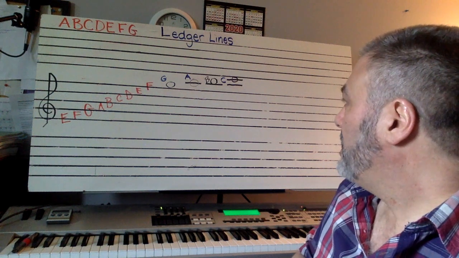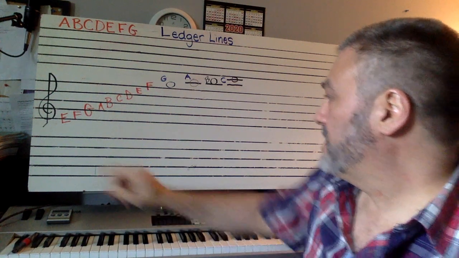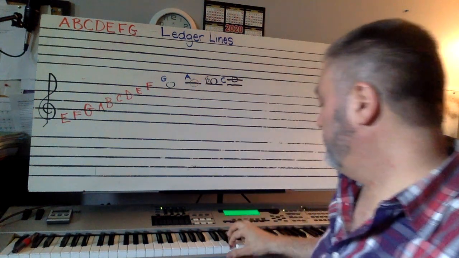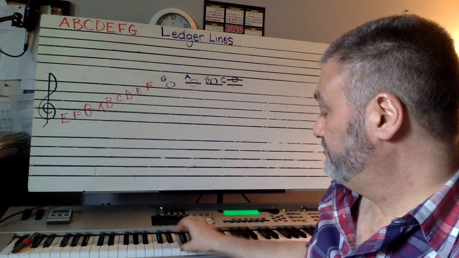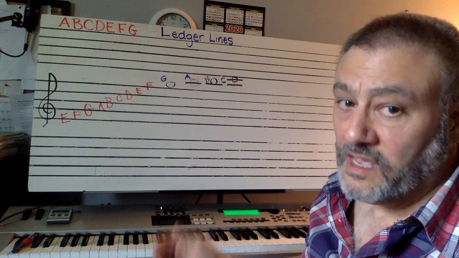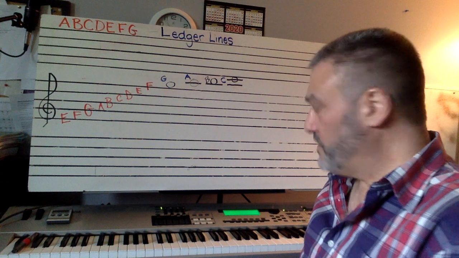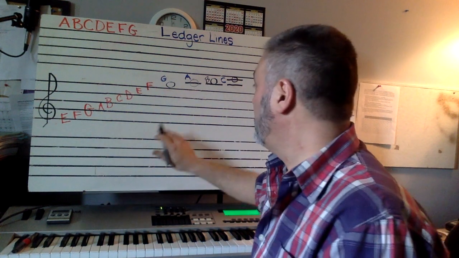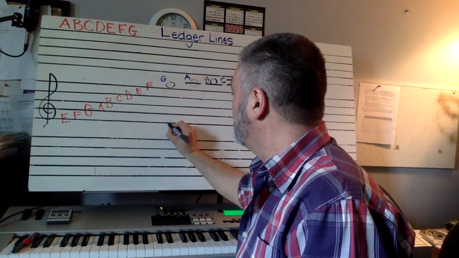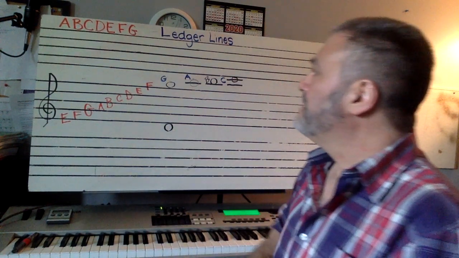Okay. We also need to look at ledger lines below the staff because this E here on a piano would be there, but we might want to play down here, somewhere in there, and we might not want to go into bass clef yet. So our first line is E, so I'm going to add a space, the next space note below E, there it is.